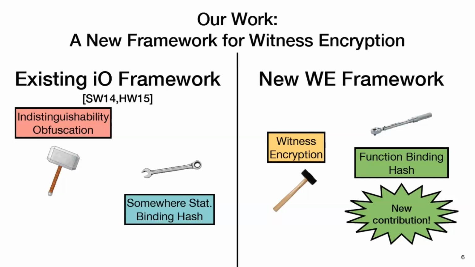And along the way, we'll come up with a slightly more expressive hash function, which we call a function binding hash function, that combined with witness encryption can give some of these obfustopia primitives. And this function binding hash, I think, is a new contribution we defined and use in this work that hopefully will have some interesting applications in the future.